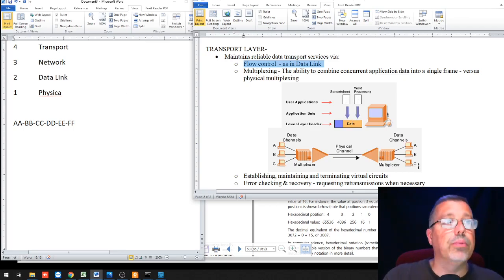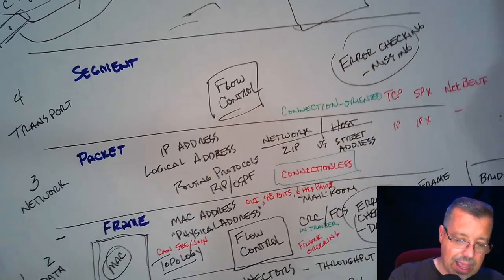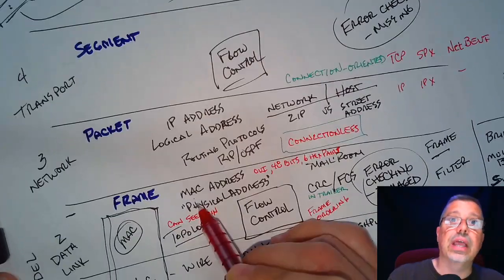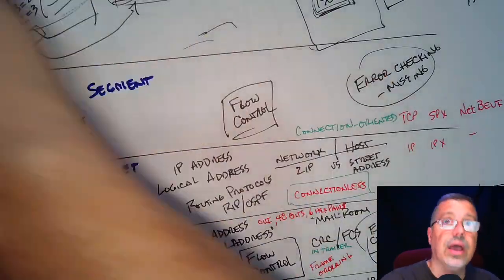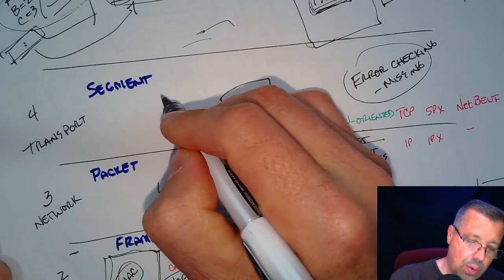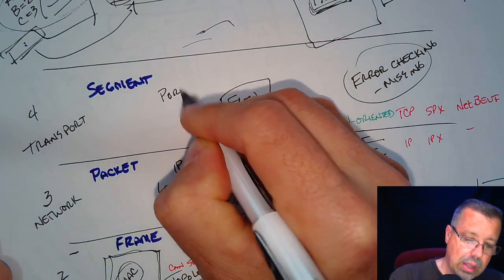Now, that brings up one of the things. We had the MAC address at layer 2, and we had the IP address at layer 3, and now, black pen, now we have a port number.